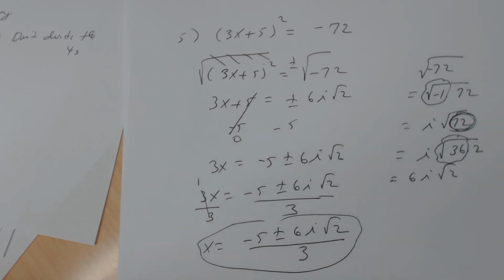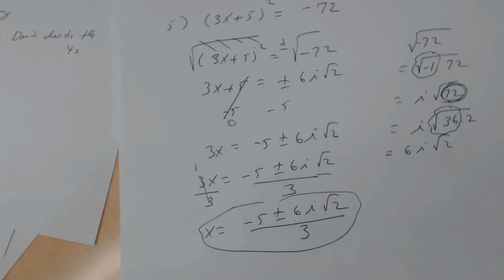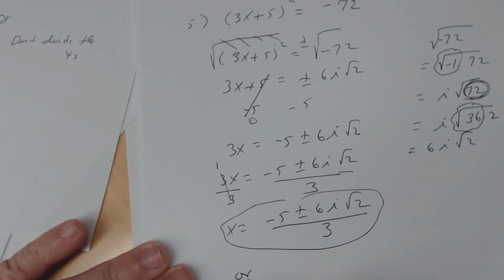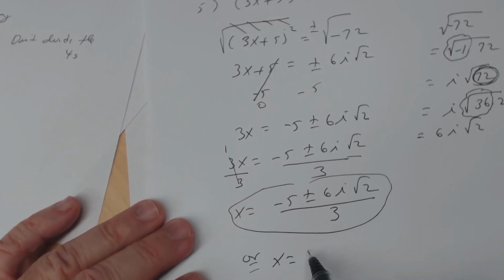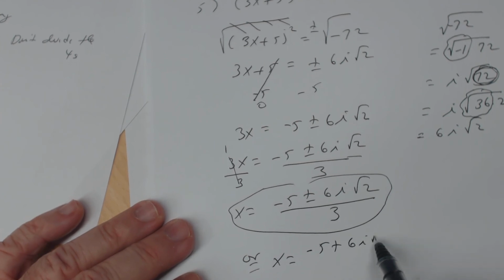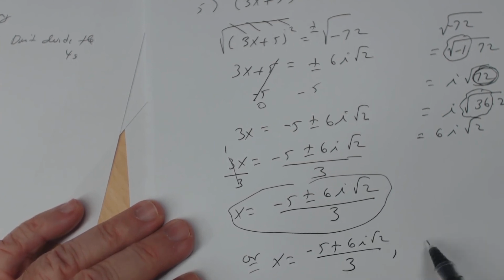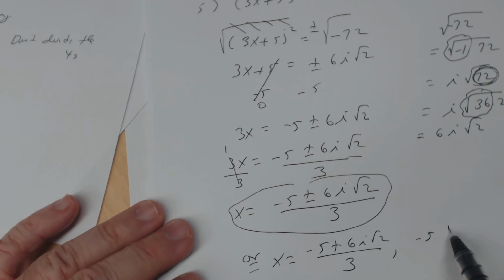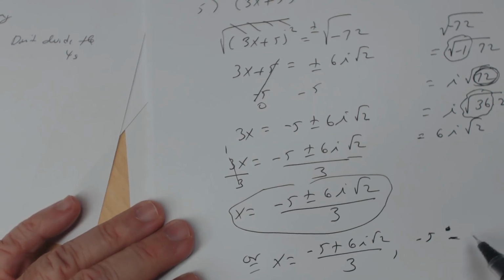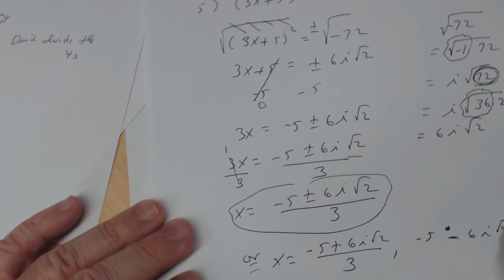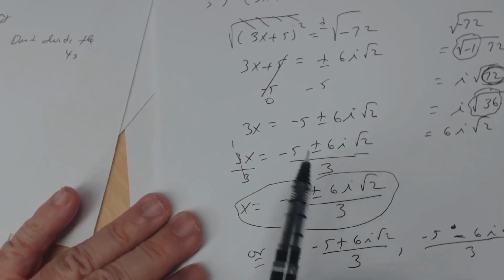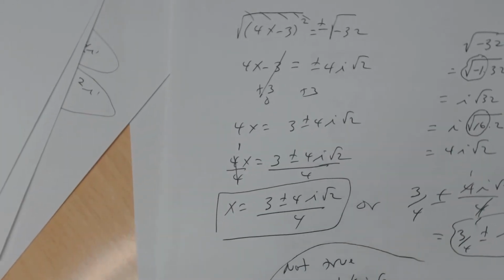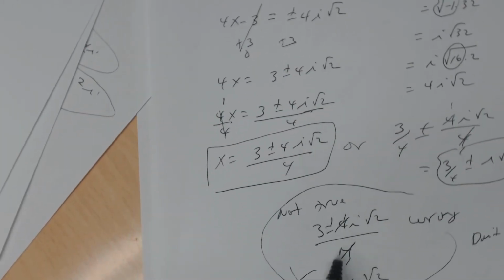Keep in mind that's two solutions. So if you wanted to rewrite them as two separate solutions, you can. You would say x equal negative 5 plus 6i square root of 2 over 3. And the other one is negative 5 minus 6i square root of 2 over 3. All right. Now, again, just like we talked about in this problem, don't make the mistake. Don't make the mistake and reduce these like this.